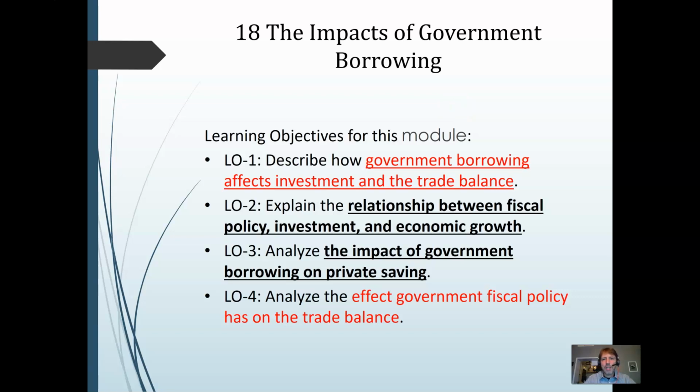Welcome to Chapter 18, the impacts of government borrowing. So we'll look at how it affects investment and trade balances. Government borrowing impacts those things: the relationship between fiscal policy, investment, and economic growth, the impact of government borrowing on private savings, and the effect of government fiscal policy on trade balances.